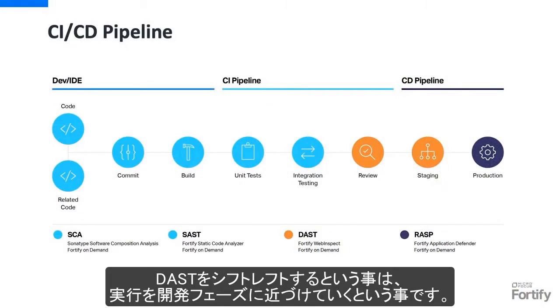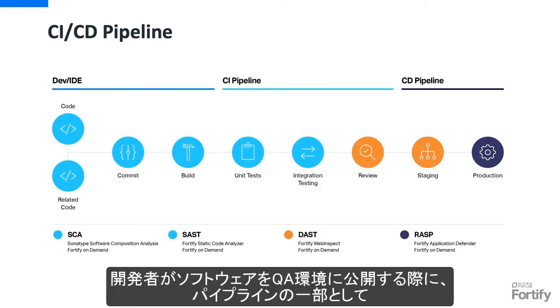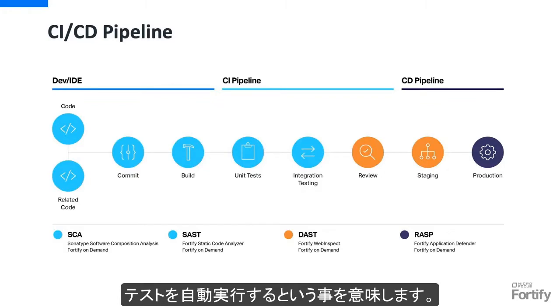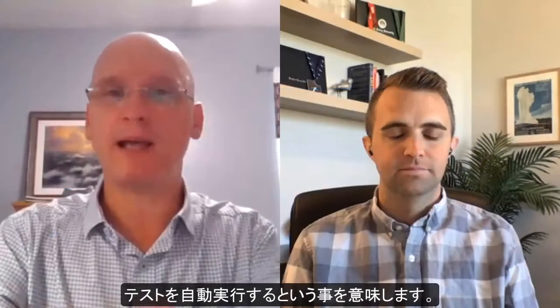Well, when we're talking about moving DAST left, we're trying to get as close to the developers as we can. So as part of the deployment process, when developers are deploying the software to, say, their QA environment, moving DAST left means that we're able to test it as part of the normal pipeline. We're able to elicit those responses and determine if there are any security issues from a DAST perspective at as far left as we can in that pipeline process.